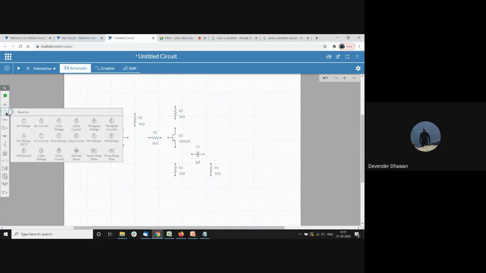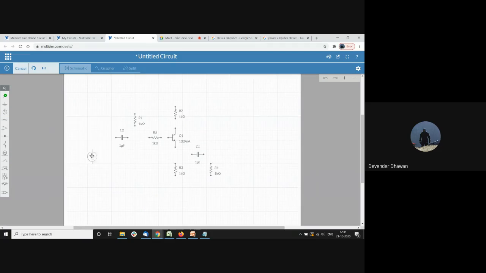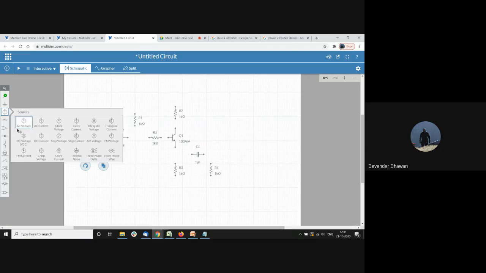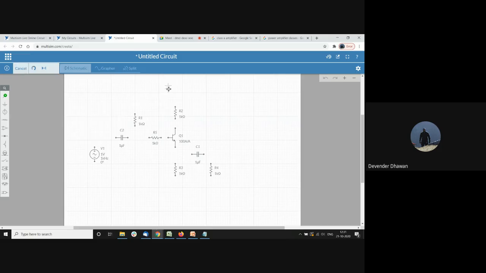Then obviously we will need one input supply and a DC biasing supply here at the top. Then some grounds we will need. One ground would be here, and here.